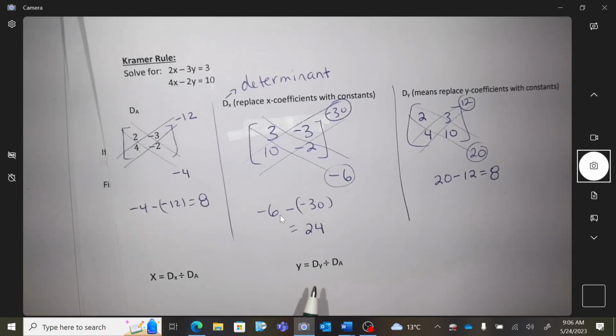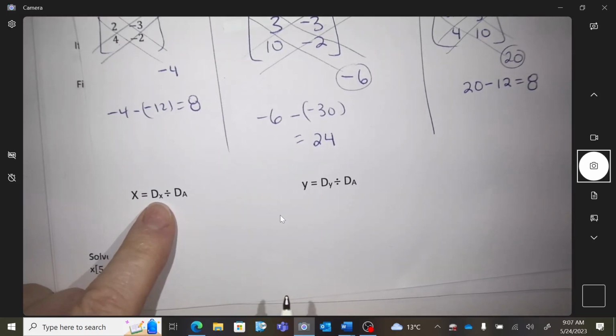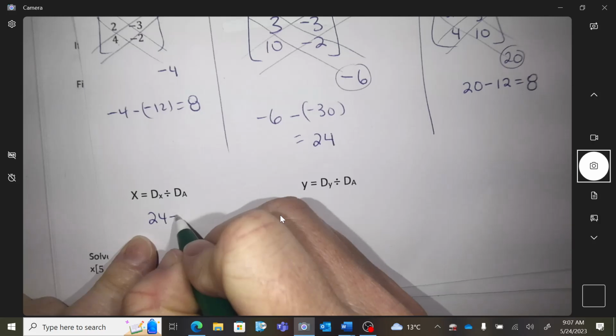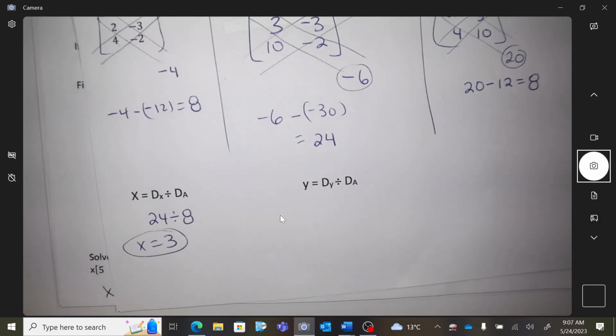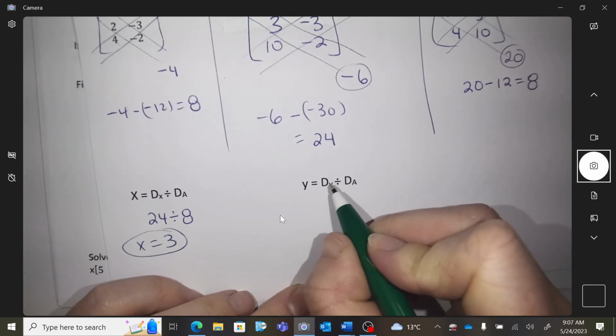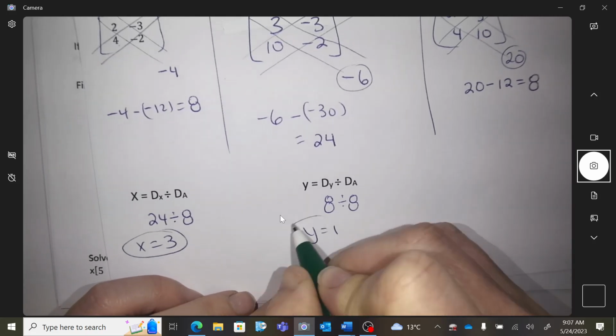Therefore, the solution to x is determinant x divided by determinant A. So 24 divided by 8, so x equals 3 is the solution. And then y would be the determinant y, so 8 divided by 8, so y equals 1.